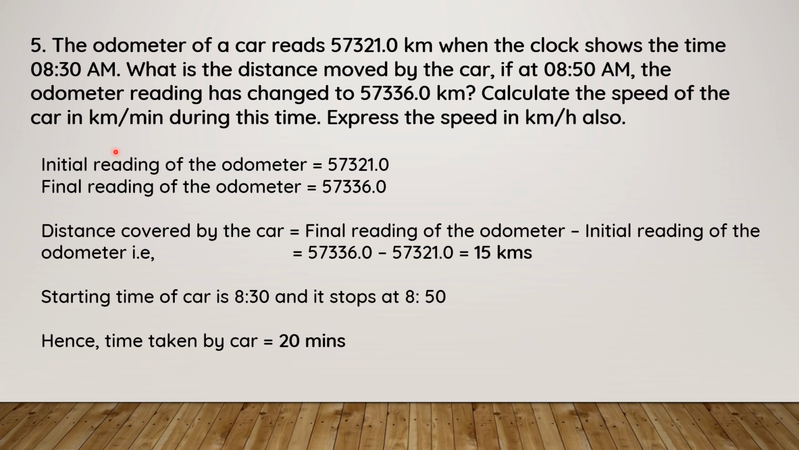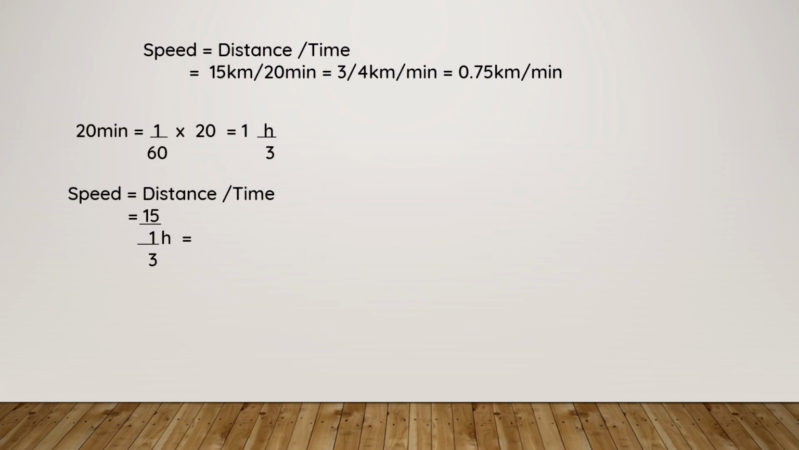So first you have to write initial reading of the car or odometer, that is 57,321, final reading also. Then distance is calculated by subtracting the initial reading from the final reading of the odometer. Then you got 15 kilometers, so that is the distance. Then the same way we have to find the time also. So 8:50 minus 8:30, so we get 20 minutes. Then we want to find speed.